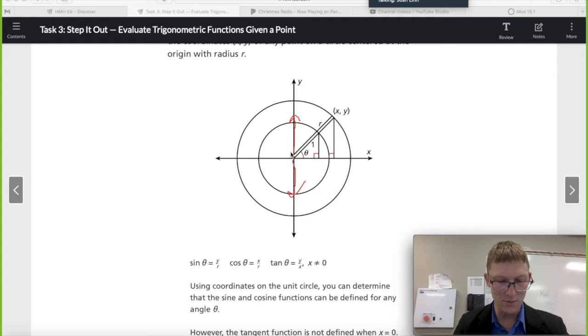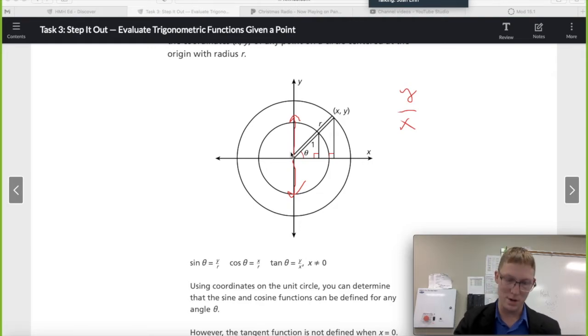And so that kind of makes sense, because if you have opposite over adjacent, you're going to have this opposite number, which is going to be y, over your x, and your x is going to equal 0.